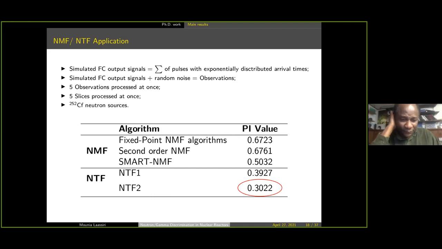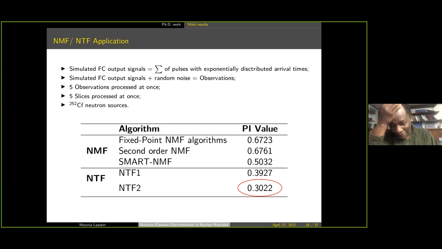All right, okay, I think that is clear. But then, do you still have some residual photon contamination in the neutron separated component? I think no, because we calculate the normalized correlation between our estimated independent component and the pure neutron and pure gamma ray. Okay.